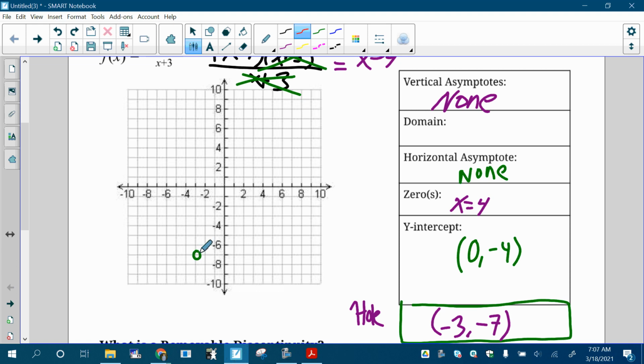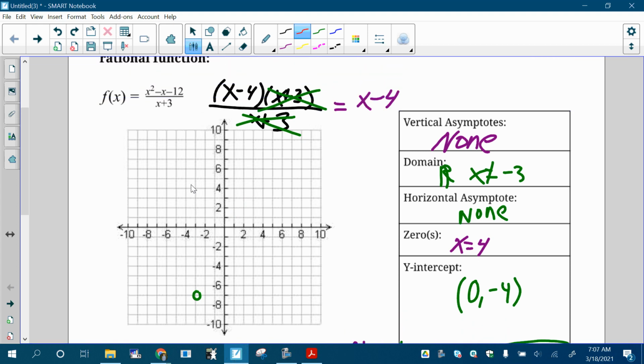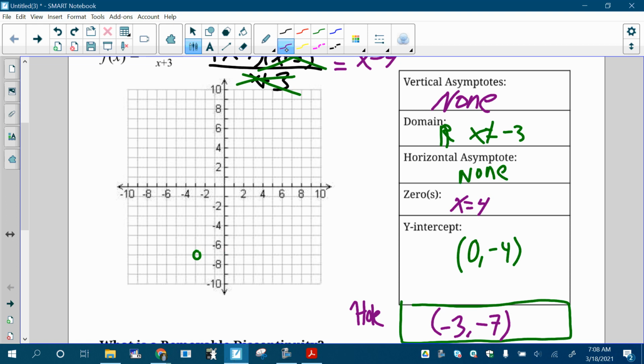Because there's a hole in the graph, that totally still affects our domain. It's all real numbers, but x cannot equal negative 3. There's no vertical asymptotes here. There's no horizontal asymptotes. There is a y-intercept at 0, negative 4. There is an x-intercept at 4.